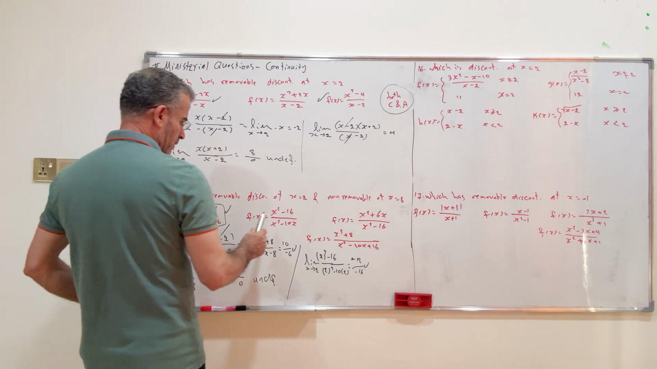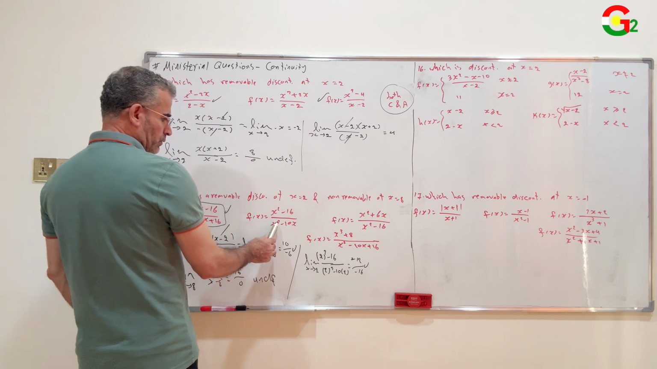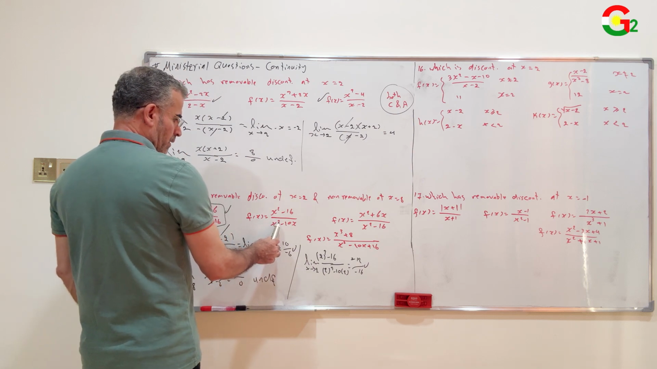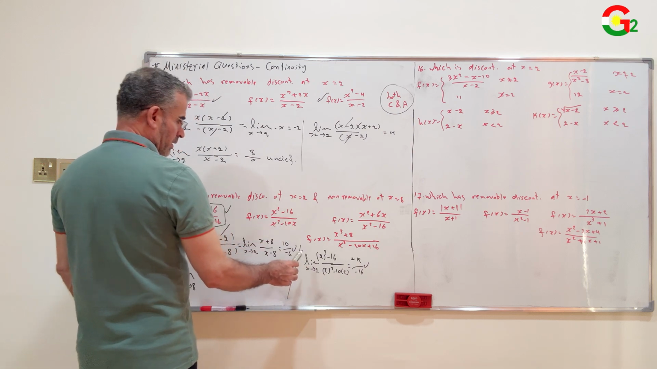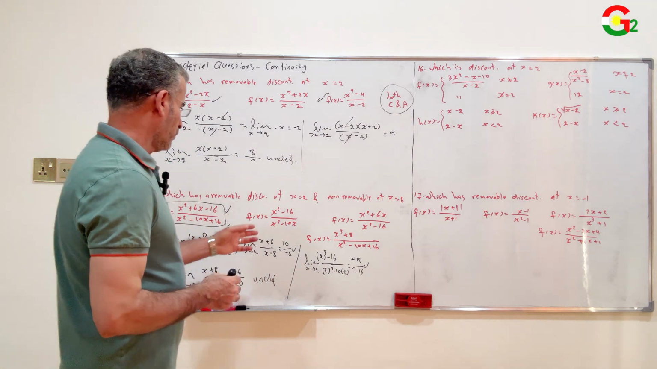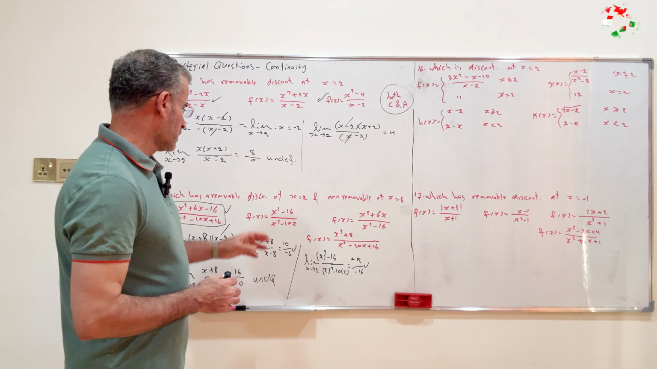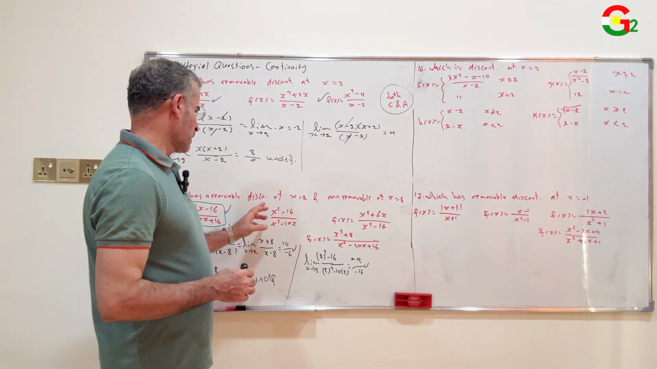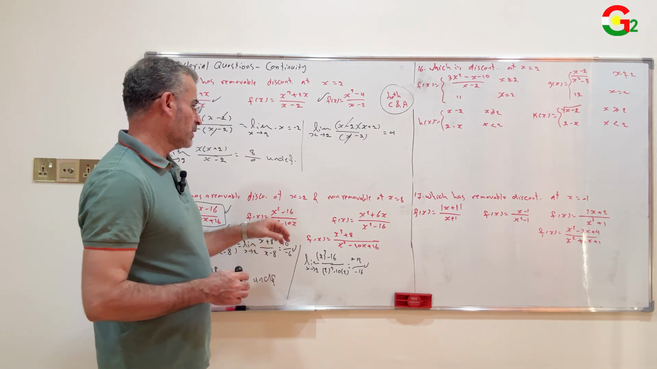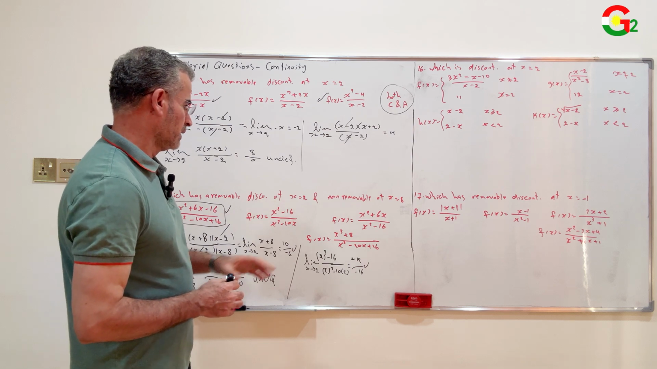At 8 power 2, 64 minus 80, it is also not 0. Therefore, this function has a removable discontinuity at 2 and a removable discontinuity at 8.